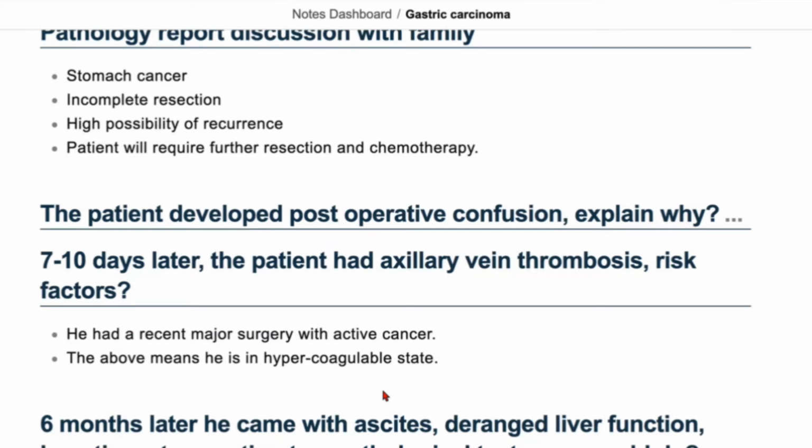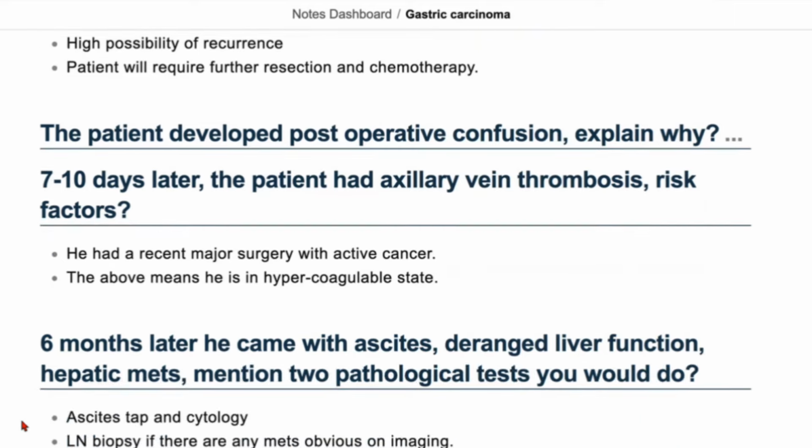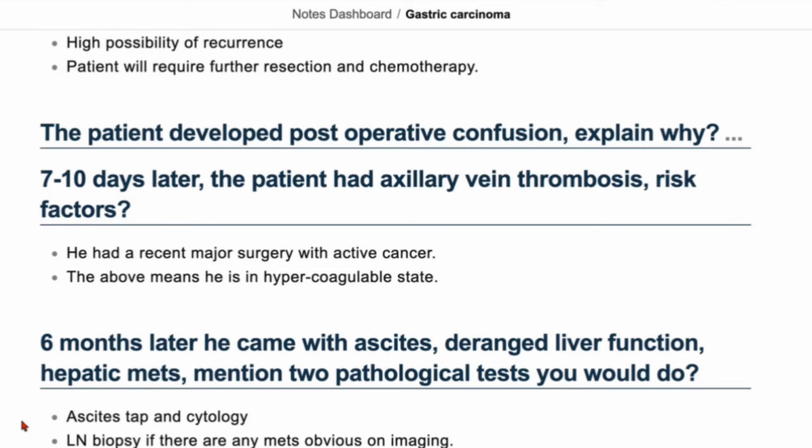Right. 6 months later, the patient came with ascites, deranged liver function, and hepatic metastasis. What are the 2 pathological tests you do? So here I would like to do an ascitic tap and cytology, and I would also like to do a liver biopsy and consider doing a tumor marker. So doing an MRI is not necessarily a pathological test, so you want to be specific about pathological tests.